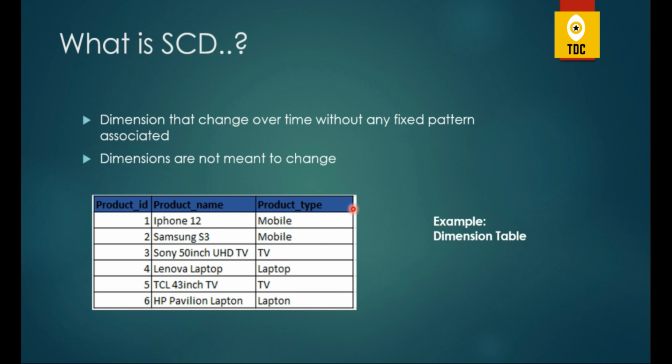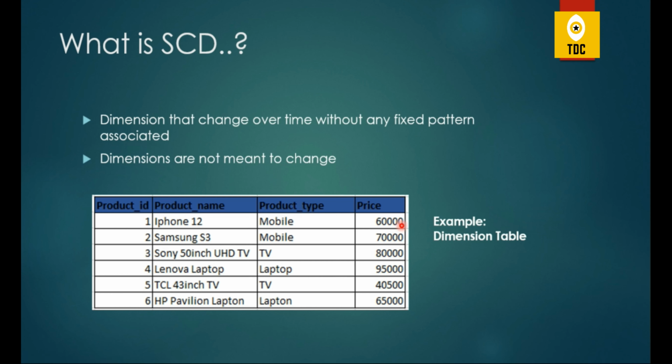Any e-commerce website or company can maintain this in their database, and it is a dimension table. It's the best example of a dimension table, because if you closely observe the product ID, product name, and product type, all these columns are not changing every second, or every day or every hour for that matter. It might change over a period of time, like once in a month or once in a quarter, but not so frequently. And even if you consider price, price is a variable, right?